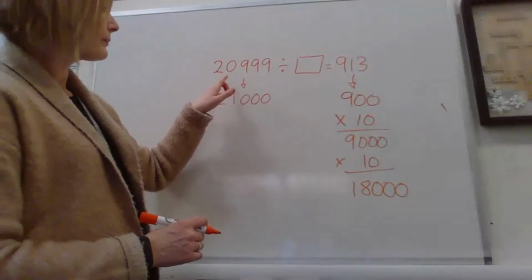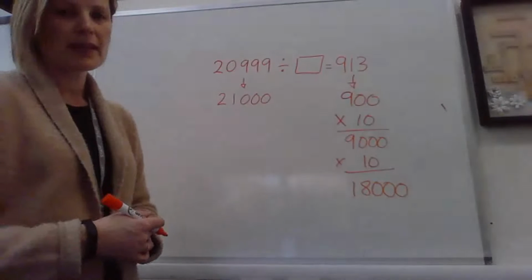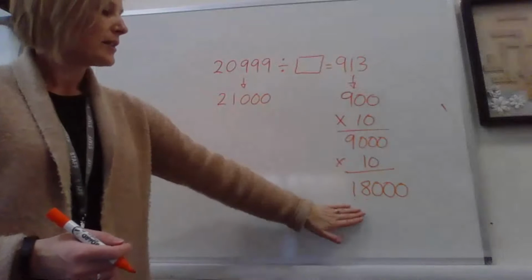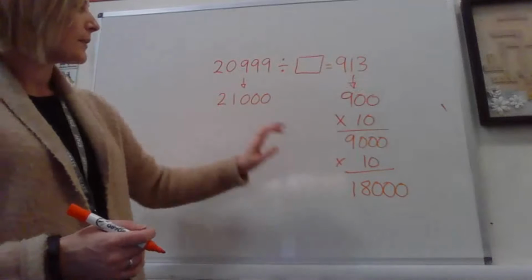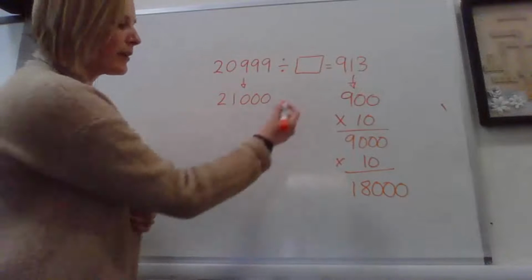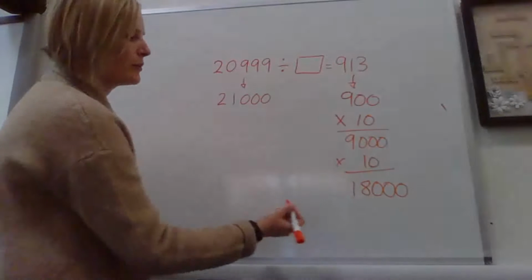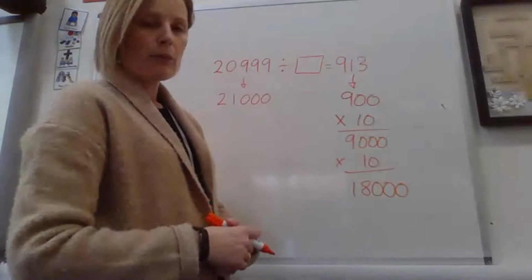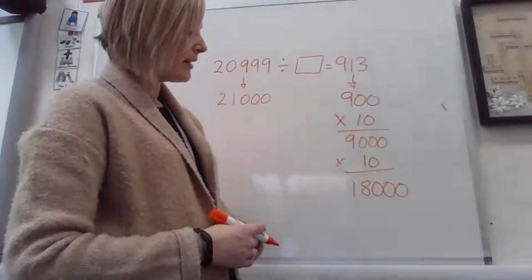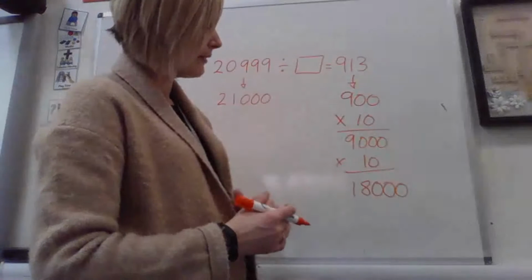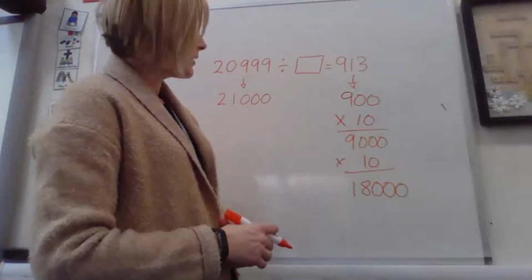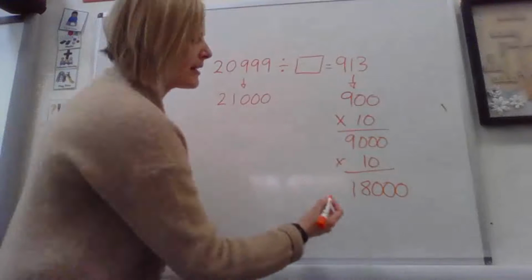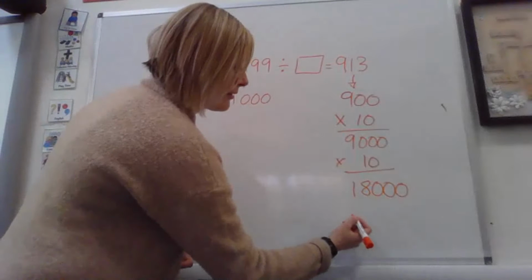We need to get to 20,999, and don't forget, we have this 13 here. So let's still get as close as we can to 21,000. If we add on another 900, we get 18,900. Then another one, we would get 19,800. Another one, 20,700. So we're getting there, okay? Let's add on another 3.